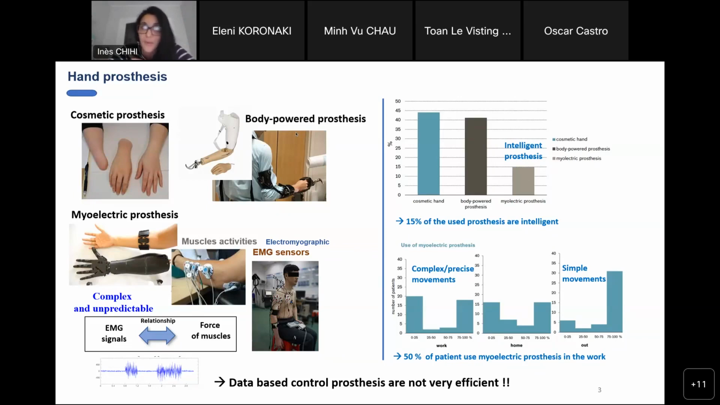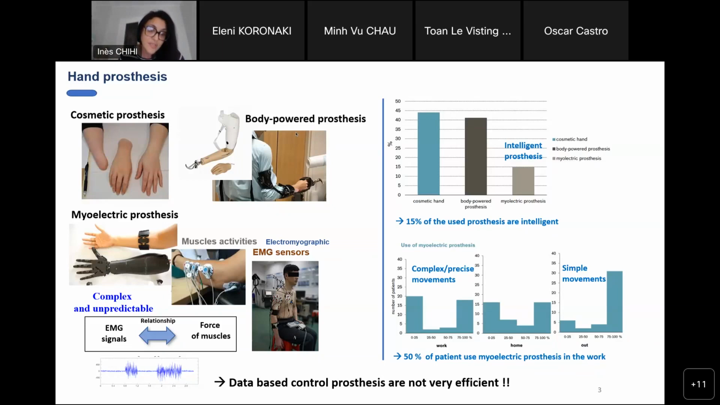And why do we have this problem? Because, as I said, data-driven models are very sensitive to changes in the data. And we know that EMG signals are very, very unpredictable. We have a very unpredictable behavior for these signals. So even for the same movement, we can have different kinds and different shapes, different forms of the EMG signals.